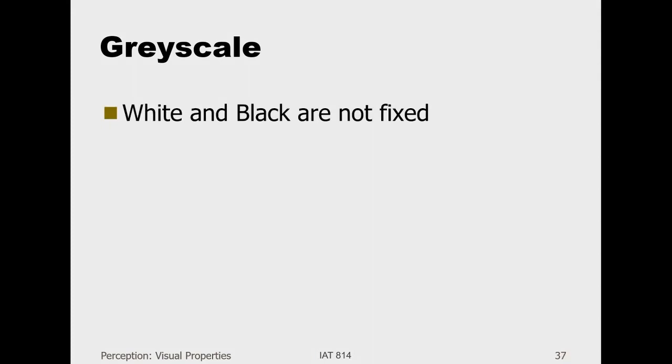So, when we're talking about grayscale, an important point I've been making throughout this early part of the lecture segment is that black and white are not fixed. They're very much dependent on the visual context of the environment. And to illustrate that point, I don't know if you've noticed, but I've subtly changed the background color for each one of these slides, starting from slide number 2. Let me go back and forward.